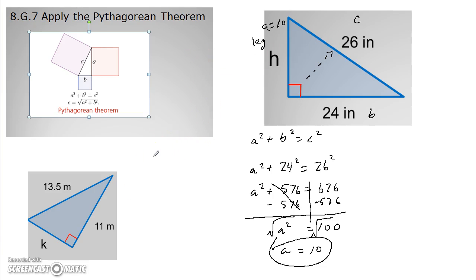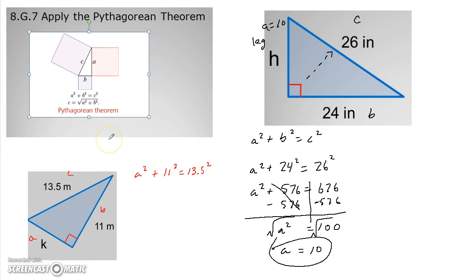You guys, I'll pause it, try it, and then I'll start doing it. Well, I'll start doing it right now. So we're missing a leg. We're going to call this side A again. We'll call this side B, this side C. So a squared plus 11 squared equals 13.5 squared. I wonder if this one's going to come out nice.